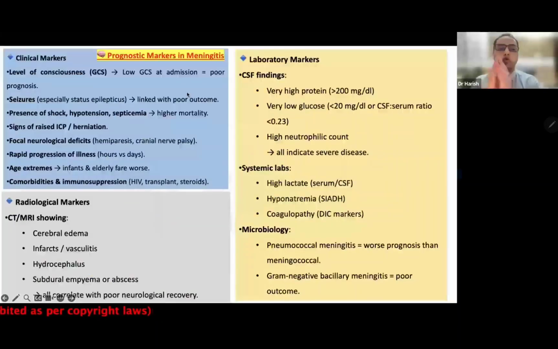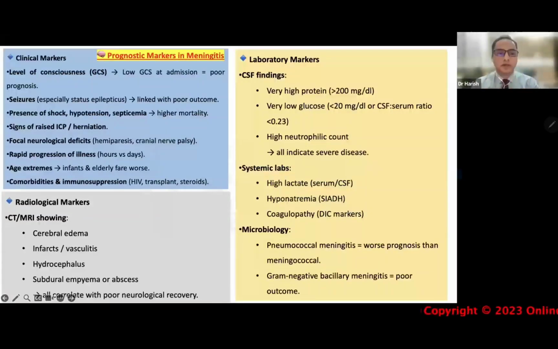If you see the prognostic markers, we have some clinical markers. Low GCS at admission means poor prognosis. Convulsions, especially status epilepticus. Presence of shock, hypotension, and septicemia, which lead to higher mortality.